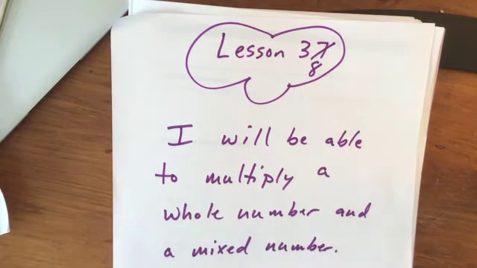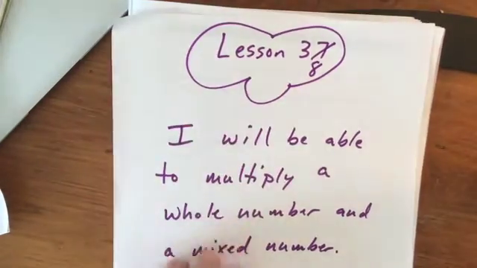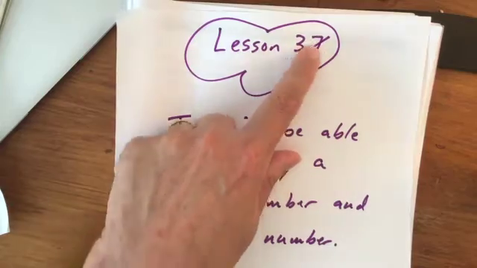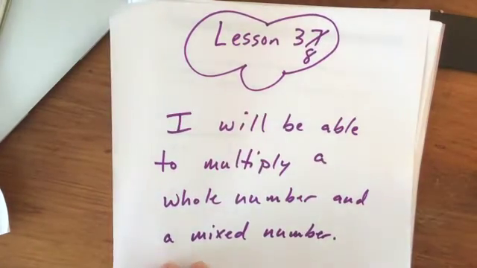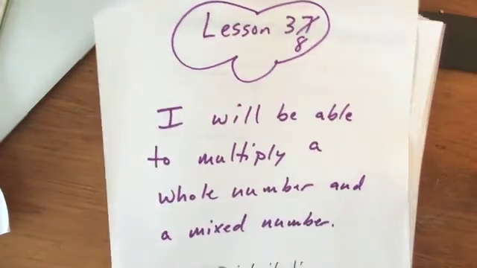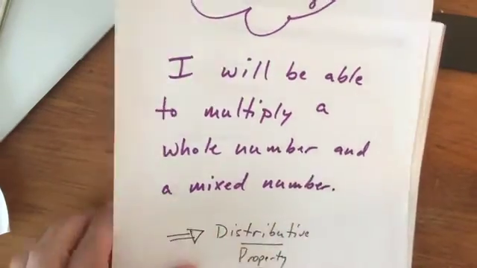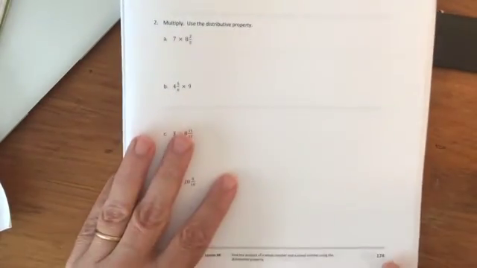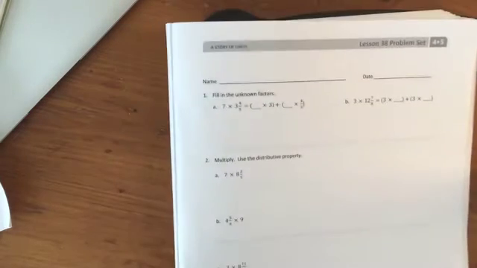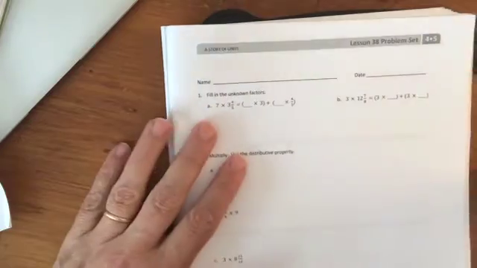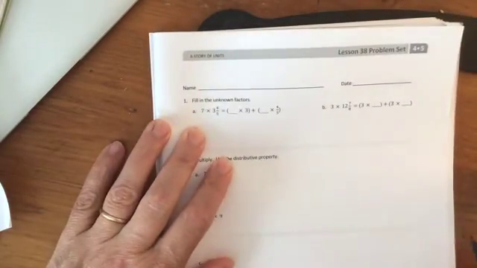Okay, this is Module 5, Lesson 38, and it's actually the exact same learning objective as Lesson 37, which is why I crossed out 37 and put 38. So Lesson 38 is really just more practice multiplying whole numbers and mixed numbers using the distributive property. So I'm going to start with the Lesson 38 problem set on page 174 of your math book. As I said, this is basically just more practice of what we worked on with Lesson 37.